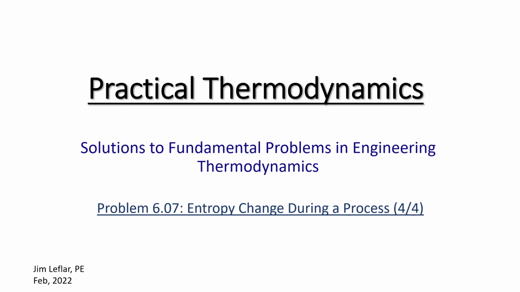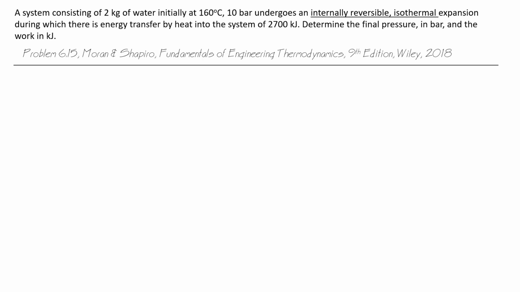Let's solve the fourth and final problem in this short series on calculating entropy change that takes place during a process. A system consisting of 2 kilograms of water, initially at 160 degrees C, 10 bar, undergoes an internally reversible isothermal expansion during which there is energy transfer by heat into the system of 2,700 kilojoules. Determine the final pressure in bar and the work in kilojoules.